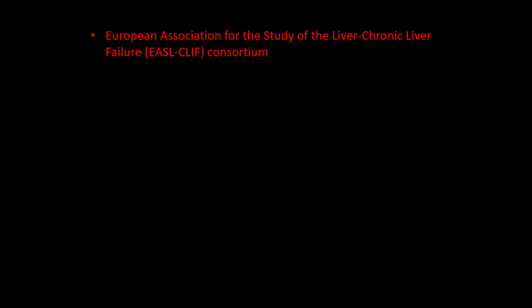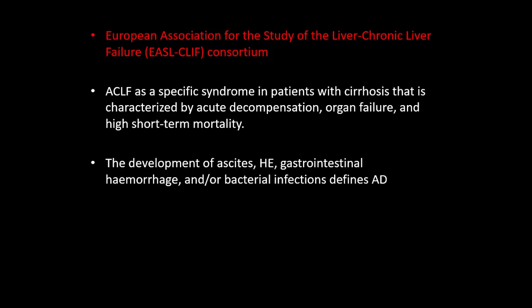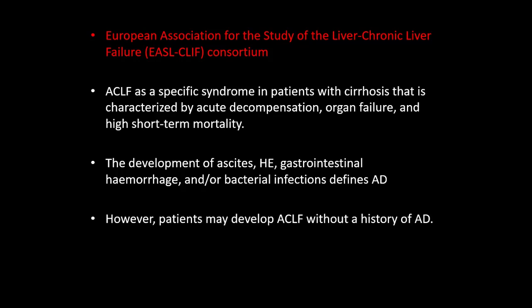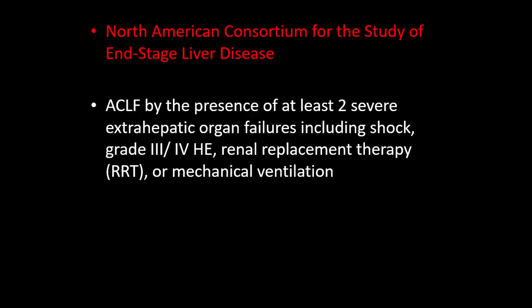Next is the European Association for the Study of the Liver, Chronic Liver Failure Consortium. So ACLF is a specific syndrome in patients with cirrhosis that is characterized by acute decompensation, organ failure, and high short-term mortality. So there are 3 things. The development of ascites, HE, GI bleed, and bacterial infection are defined as decompensation, and you may not even have history of decompensation. But organ failures include liver, kidney, brain, respiratory system, circulation like shock, and coagulopathy, and they have to be assessed by the CLIF score. We'll come to the CLIF score.